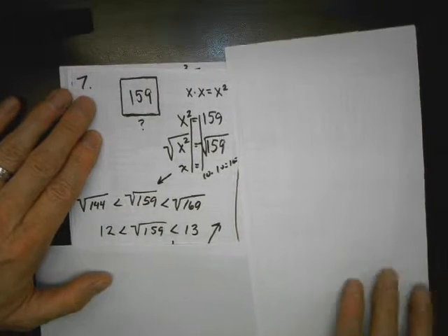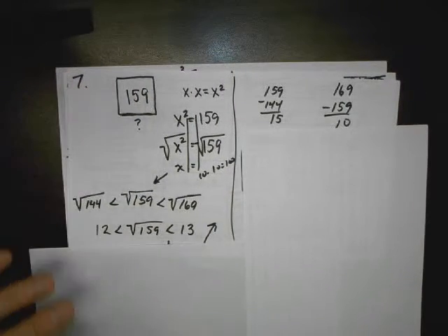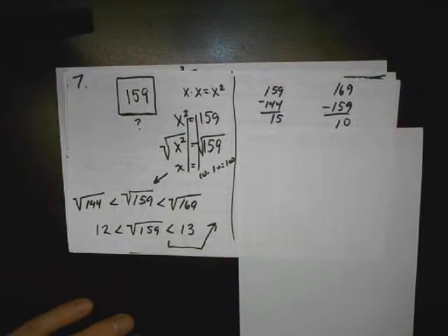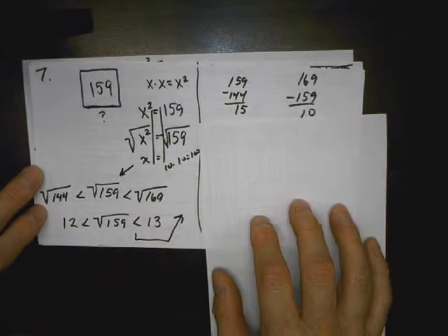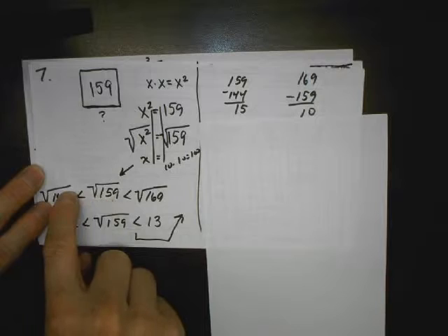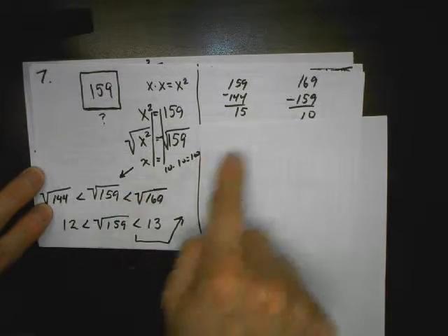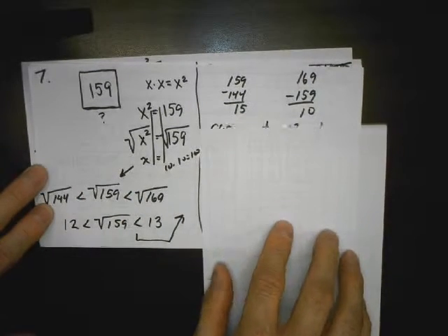So that means the square root of 159 is 12 point something. 12 point what? This is where we estimate. Without even using a calculator, I can get close enough to get this right. I know that from this side over here, it's 15 away. From this side over here, it's a difference of 10.